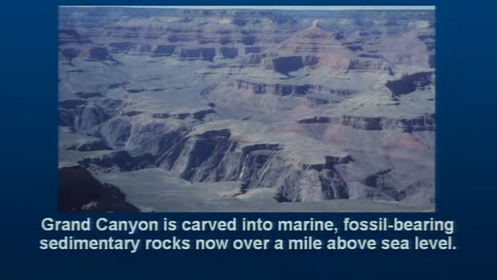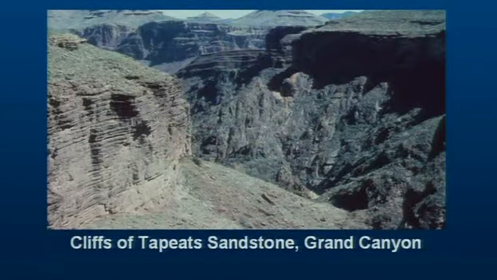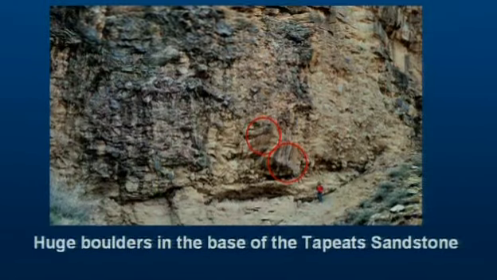So we need to remember the Grand Canyon is carved into marine fossil-bearing sedimentary layers now a mile above sea level. And in the Grand Canyon, we've got a sandstone, for example. One of the sandstones that forms a cliff is the Tapeats sandstone. And it's a very interesting sandstone because when you look at the bottom of the Tapeats sandstone, there are boulders up to 15 feet in diameter.